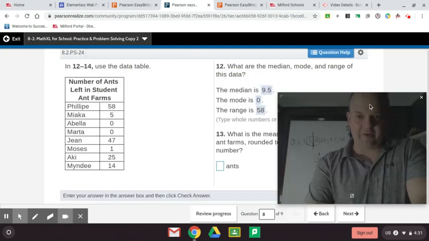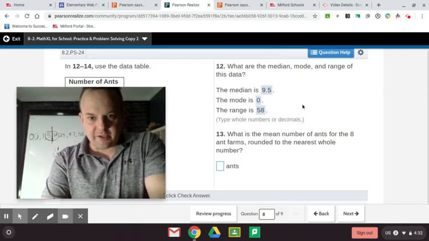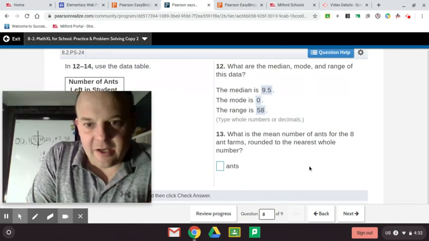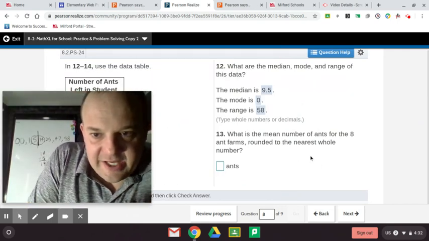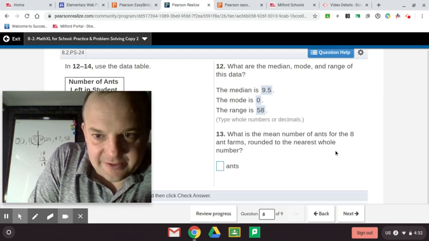Okay, we're doing it. Oh, what's this say? What in the world does this say? What is the mean number of ants for the 8 ant farms? Round to the nearest whole number.